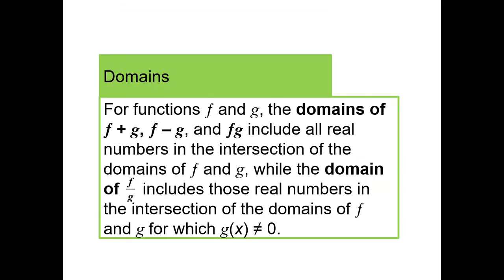For functions f and g, the domains of f plus g, f minus g, and f times g include all real numbers in the intersection of the domains of f and g, while the domain of f divided by g includes those real numbers in the intersection of the domains of f and g, except when g of x is equal to 0, or when the denominator is equal to 0.